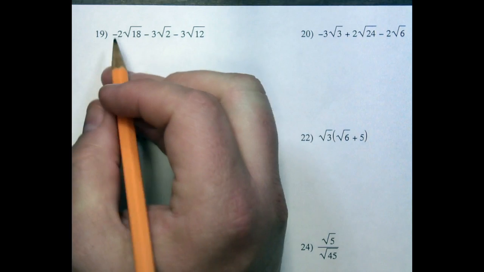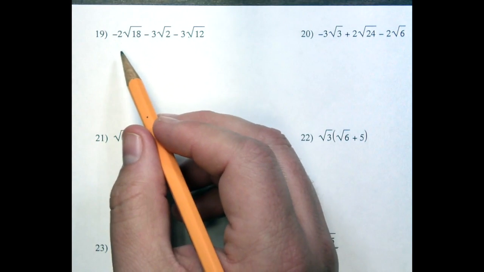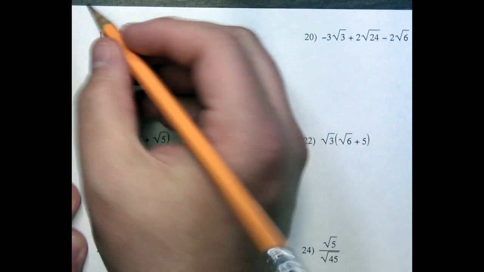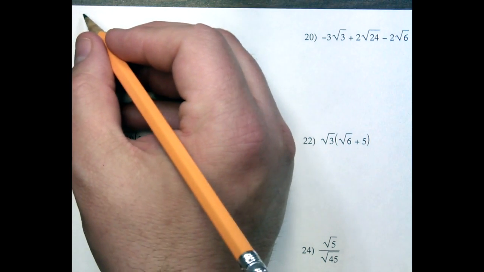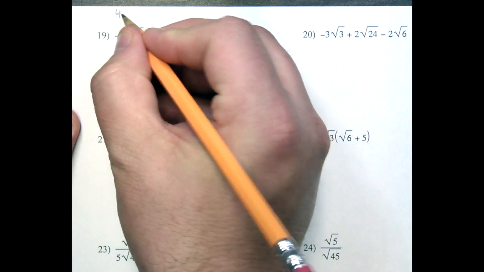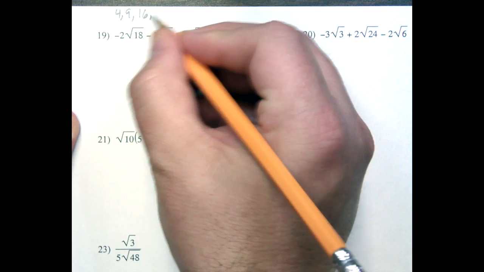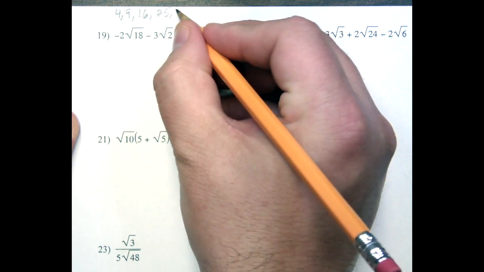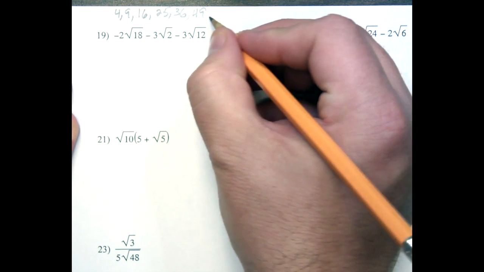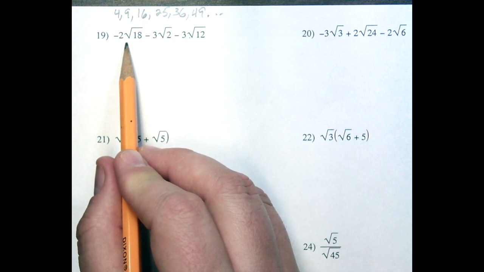Number 19, I have three terms, and in order to simplify it, I might be able to combine some terms, I'm not quite sure. So what I want to think about are perfect squares. So the perfect squares are things like 2 squared, which is 4, 3 squared, which is 9, 4 squared, which is 16, 5 squared, which is 25, 6 squared, which is 36, 7 squared, which is 49, and so on and so forth. I don't need to go any further because the highest number I have is 18.